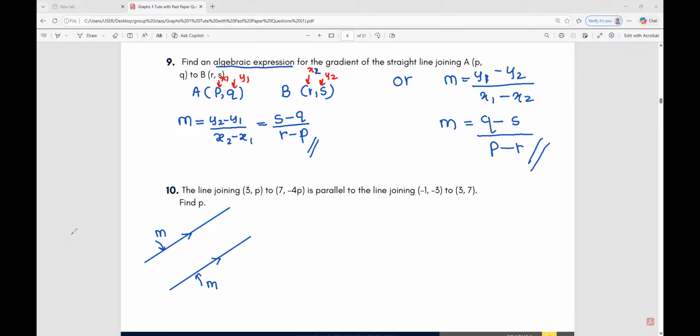If this is M, this is also M. The points are (7, minus 4P) and (3, P).